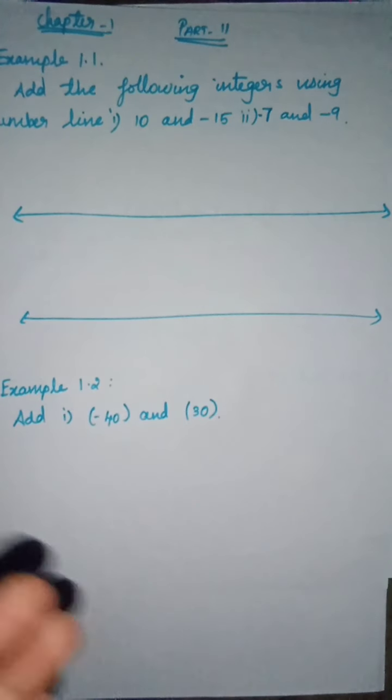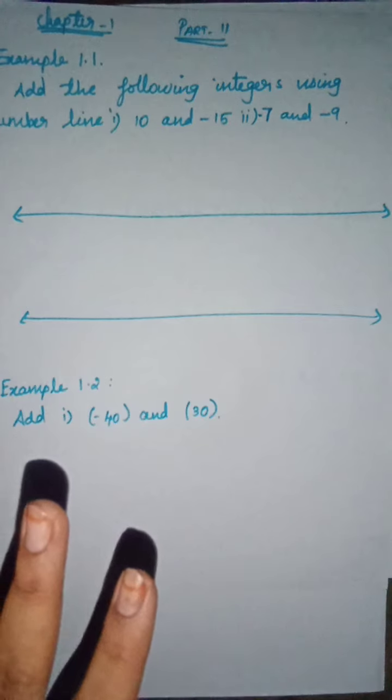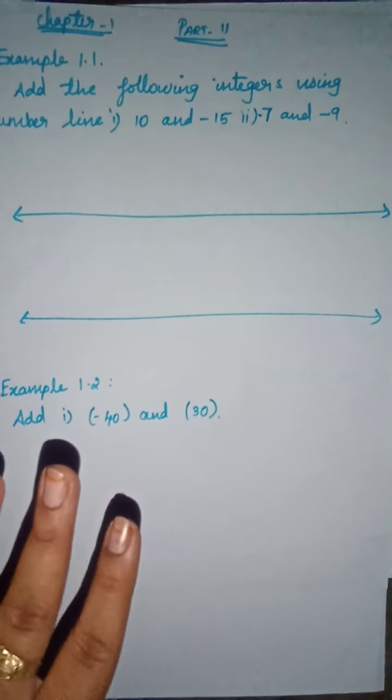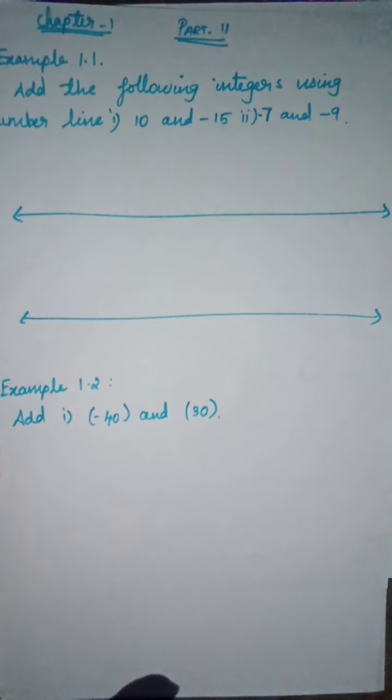So you can just copy the question from the video or from your book, just close it and you can answer it on your own. I think like that only I have taught. I think it will be very clear for you to do the sums. Yes, so now we can start it. Now first thing is example 1.1. Add the following integers using number line. Yes, what they have said there, using number line we are going to do the sums.